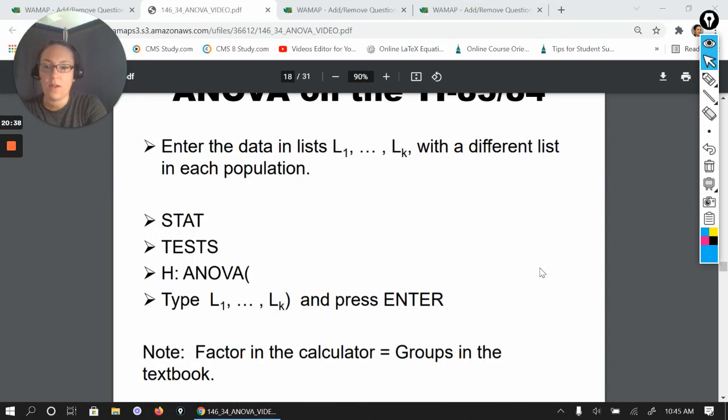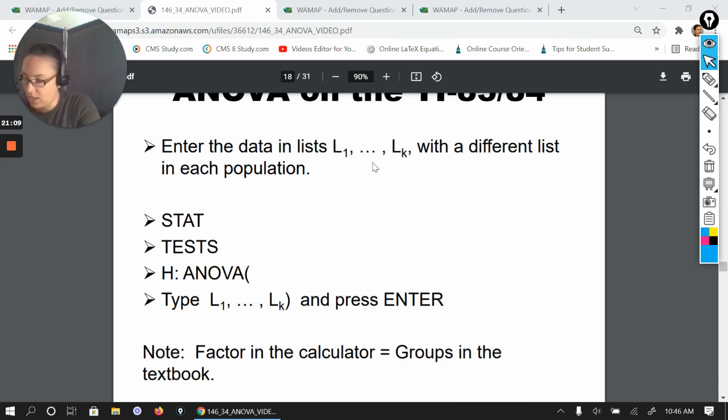Okay, now sometimes we might have actual data that we need to use instead of just the data summary. And if that happens, we can use our calculators to type in the lists. Again, if you don't have a TI-84 calculator, I do have built-in calculators that will do this as well. But in the calculator, what you would do is first enter data into a bunch of different lists.